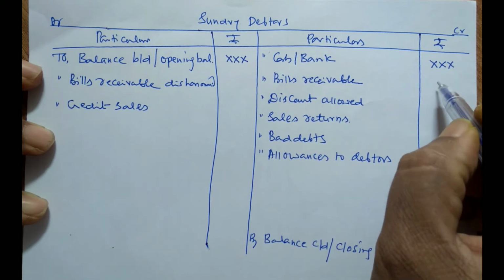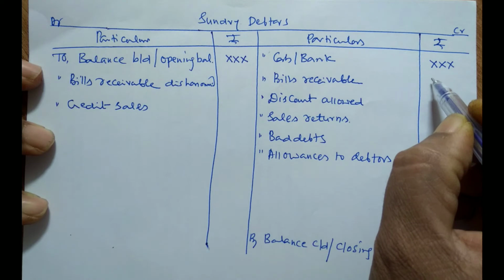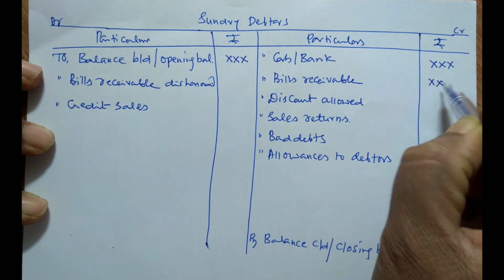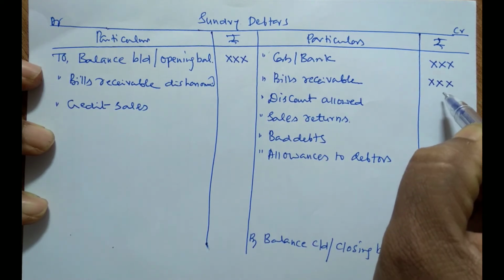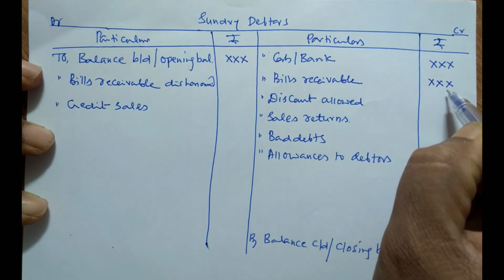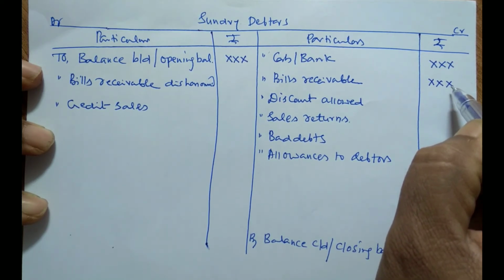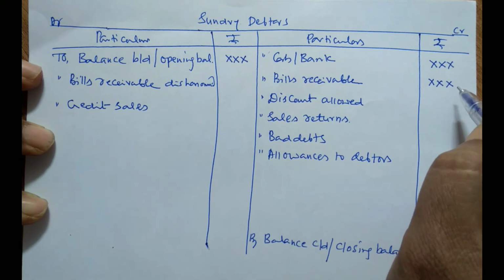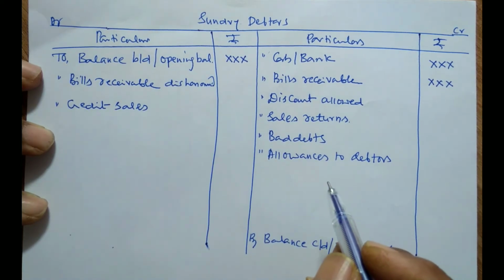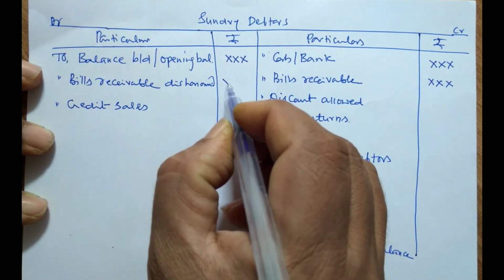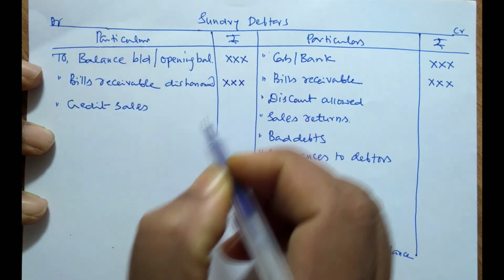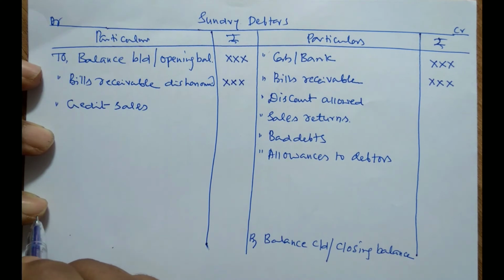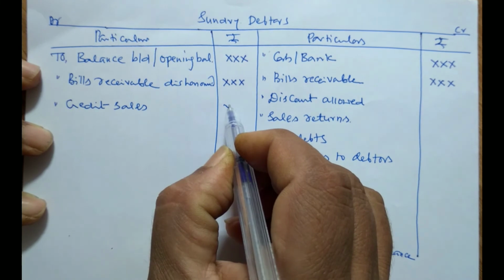And sometimes if there are any new bills received during the year, this balance is found out by preparing the bills receivable account. This is usually a transferable item. And sometimes if there are any bills receivable dishonored, they must be taken on the debit side of the debtors account. And the most important missing figure in sundry debtors is the credit sales.